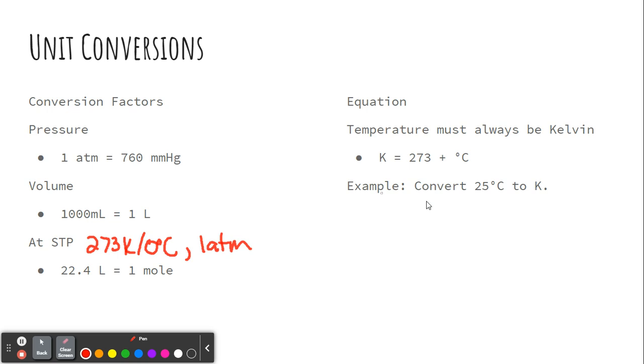When having to convert to Kelvin, it's a pretty simple conversion. We simply have to add 273 to the value for the degrees Celsius. So let's say I wanted to convert 25 degrees Celsius to Kelvin. I would simply add 273 plus 25. So that would give me 298 Kelvin. And notice there's no degree sign used with Kelvin. It's just a capital letter K.